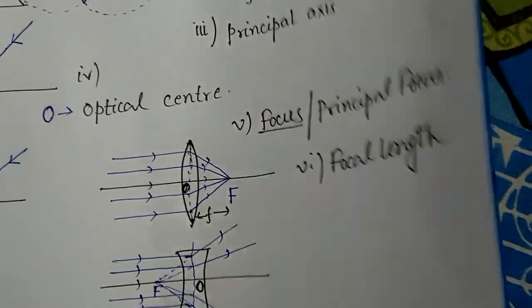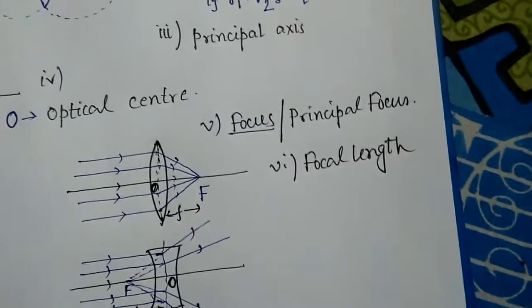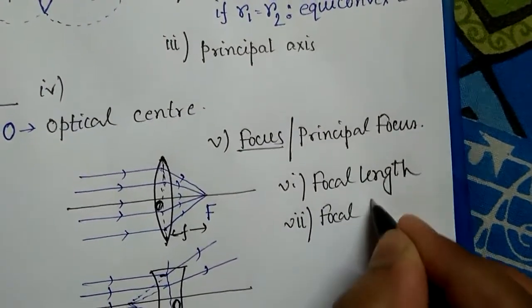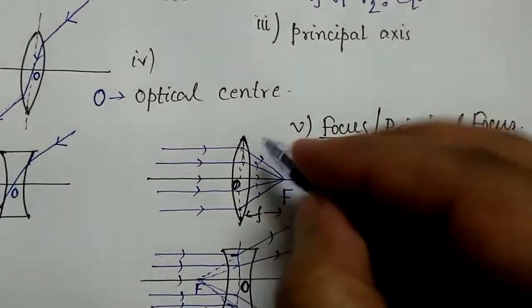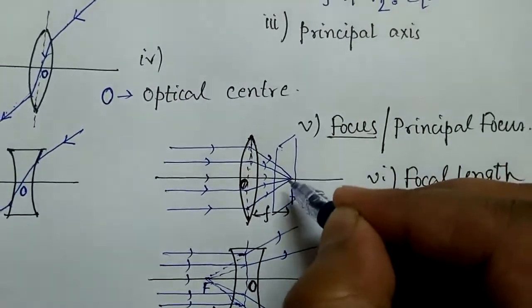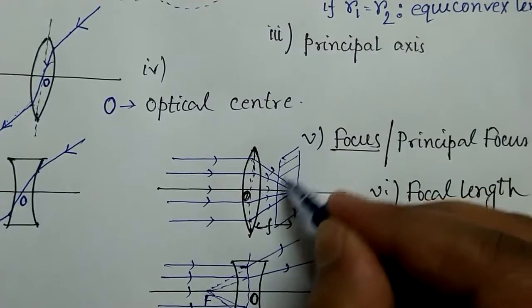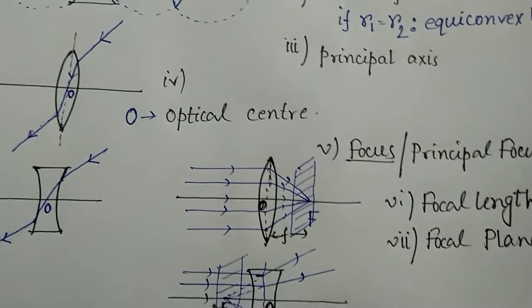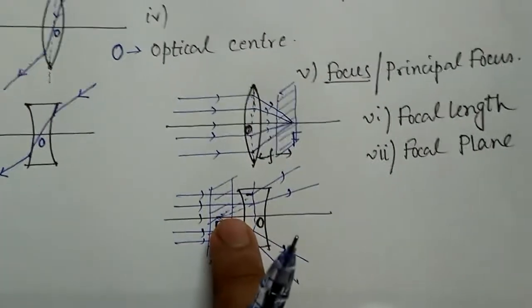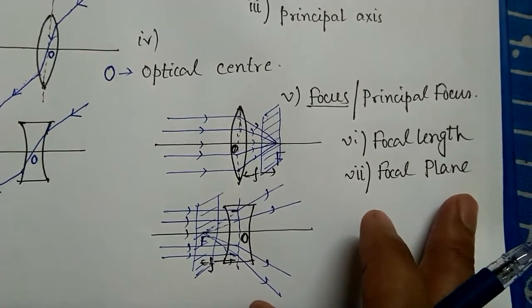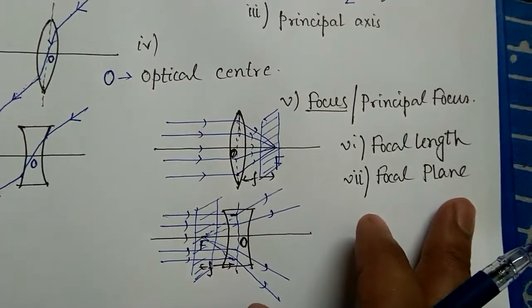The next thing we shall read is the focal plane. If you consider a plane which is perpendicular to the principal axis, on which the focus is situated, this plane will be known as the focal plane. Is it okay? This is the focal plane.